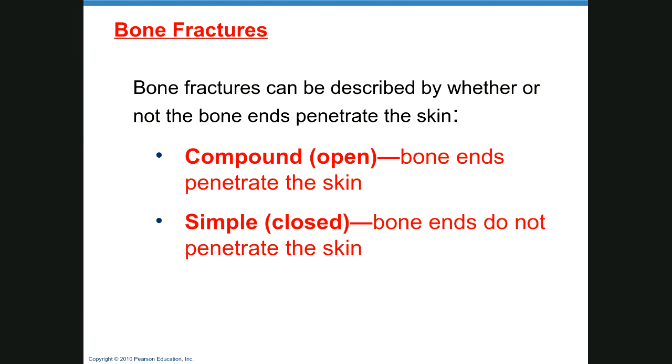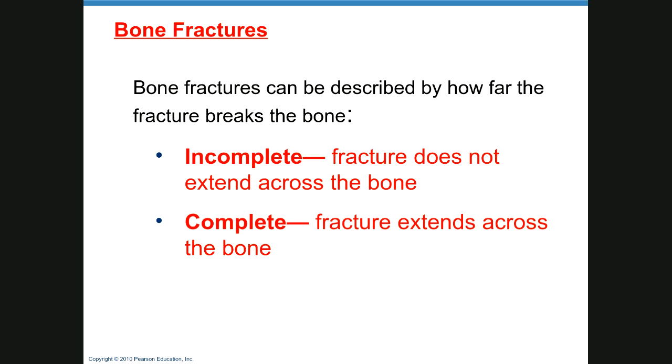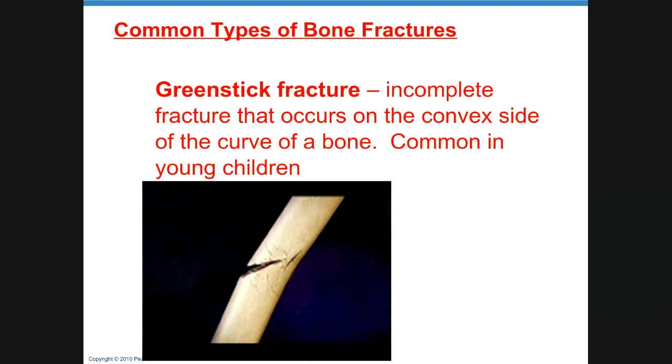Bone fractures: there are two types of bone fractures. If the bone fracture opens the skin, we call it a compound or open fracture. If the fracture doesn't open the skin, then we call it a simple or closed fracture. An incomplete fracture is one that doesn't break the bone across, but just partially breaks it. A complete fracture breaks the bone completely across.